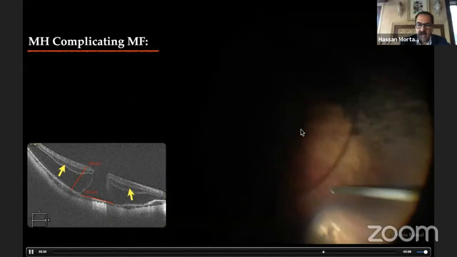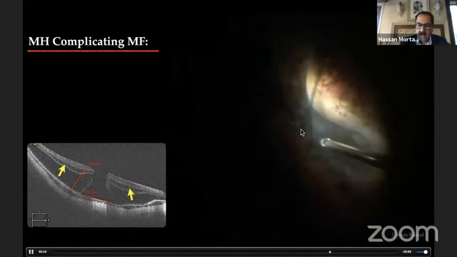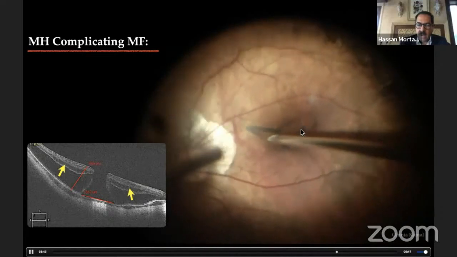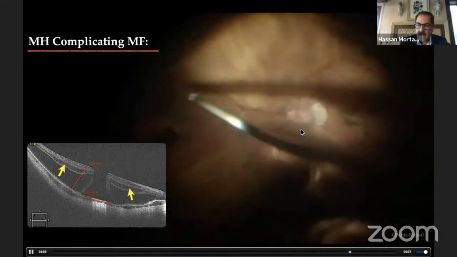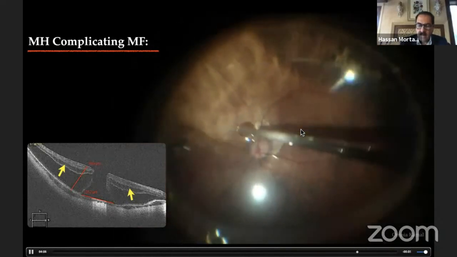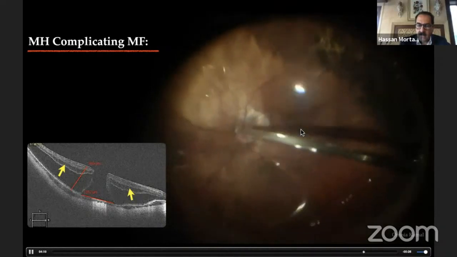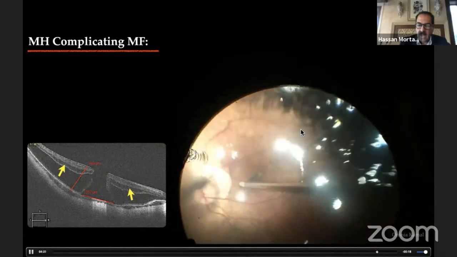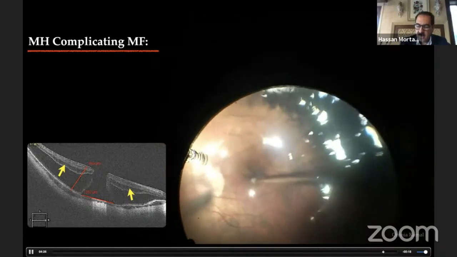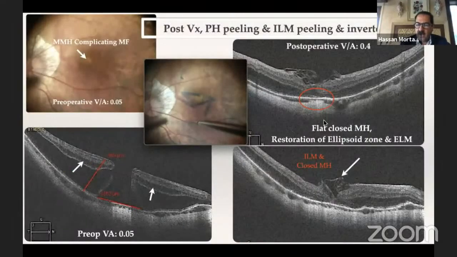And then basal vitrectomy was performed, and the eye was filled with air, no gas and no silicone oil. Under air, the flap was brought over the macular hole using the soft Tano scraper. This is the post-operative picture. The macular hole is flat and closed, there are attempts at restoration of the ellipsoid zone, and the vision improved to 0.4.